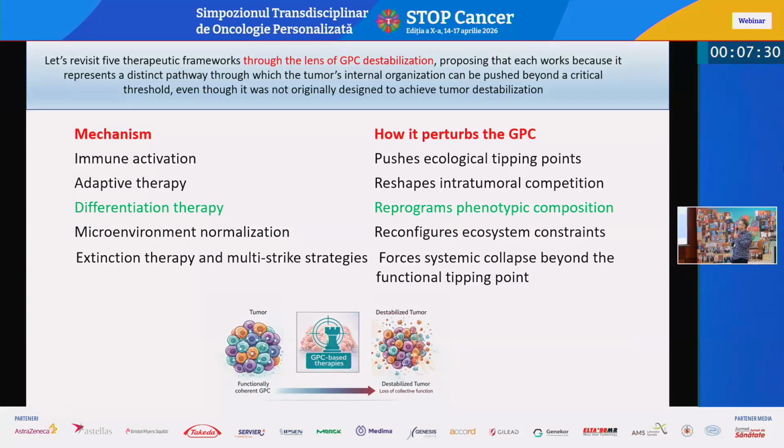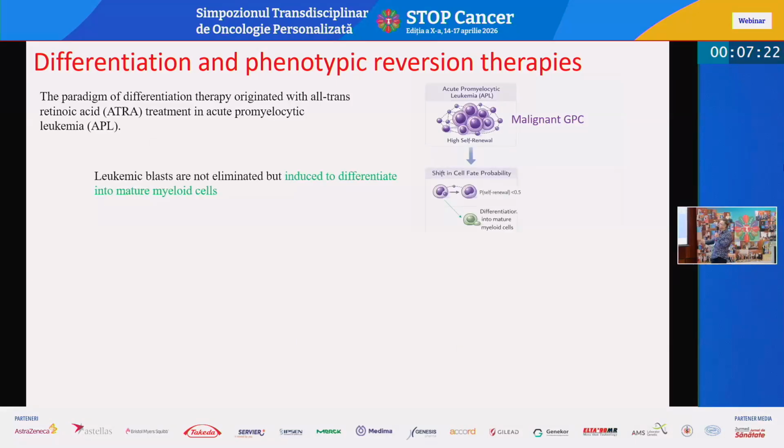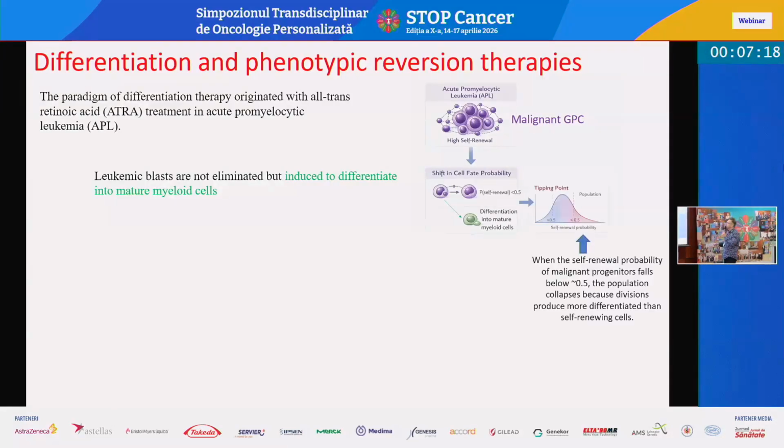The differentiation therapy now, with the ATRA treatment in the context of acute promyelocytic leukemia. In that case, the idea is not to kill the maximum of leukemic blasts, but to force them to differentiate into mature myeloid cells. And when the rate of differentiation is higher than 50%, the leukemia is likely to collapse just because the division produces more differentiated cells than self-renewing ones. So this is the first effect.